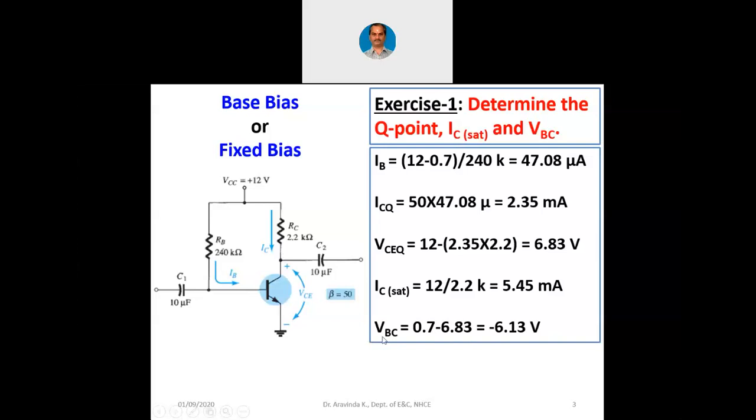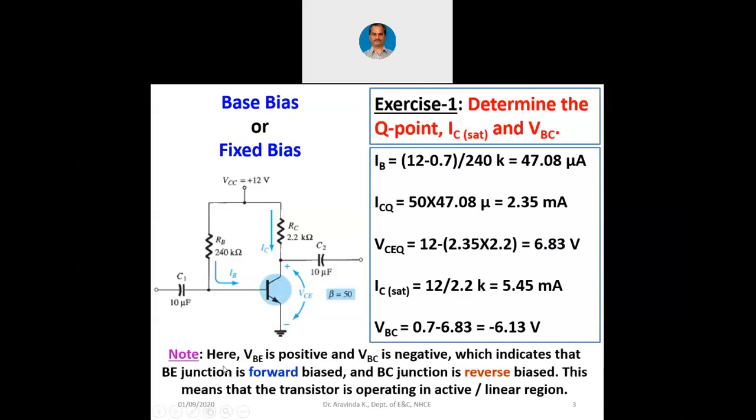Now here you can see VBC is minus 6.13 volts, which means that the base to collector junction is reverse biased, and VBE is 0.7 volts, which means the base to emitter junction is forward biased. So the conclusion is here VBE is positive and VBC is negative, which indicates that the base to emitter junction is forward biased and the base to collector junction is reverse biased. This means that the transistor is operating in the active region. It is also called the linear region. Okay, this is the answer.